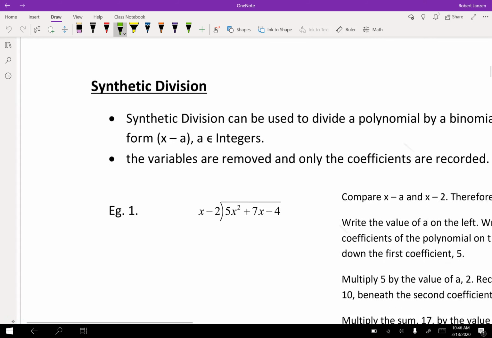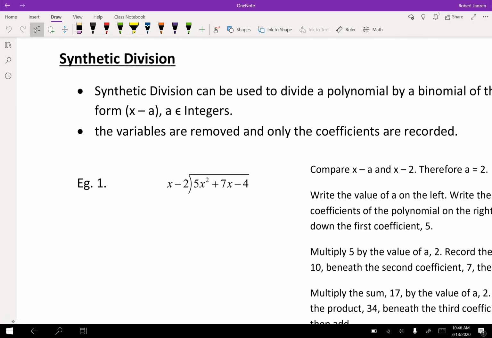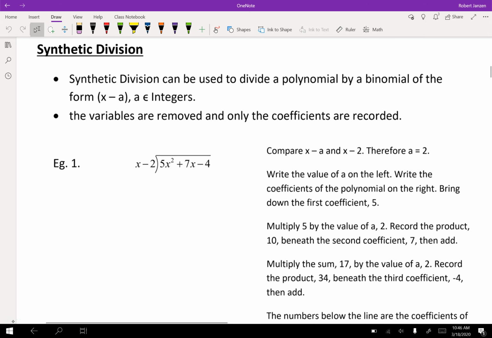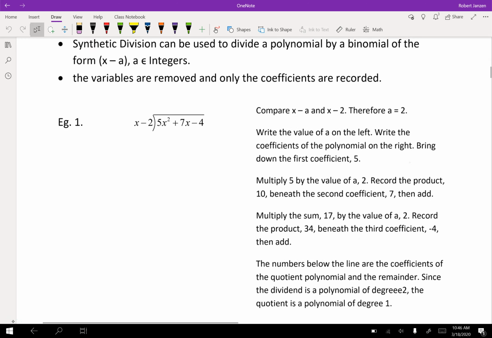All right, so you saw how to divide using long division. This is actually much simpler, called synthetic division. Synthetic means we made it up. No, that's not really what it means, but I've listed the steps on the right-hand side here if you ever want to go over what we're doing.